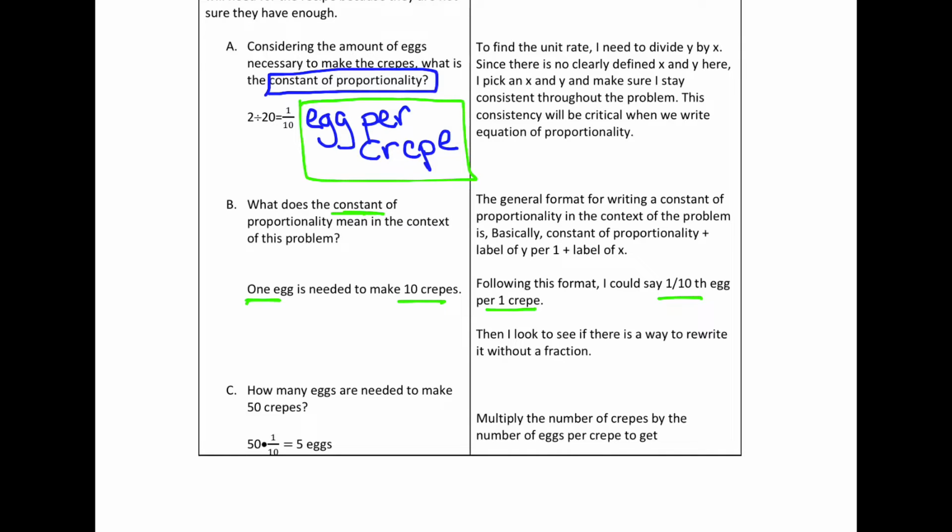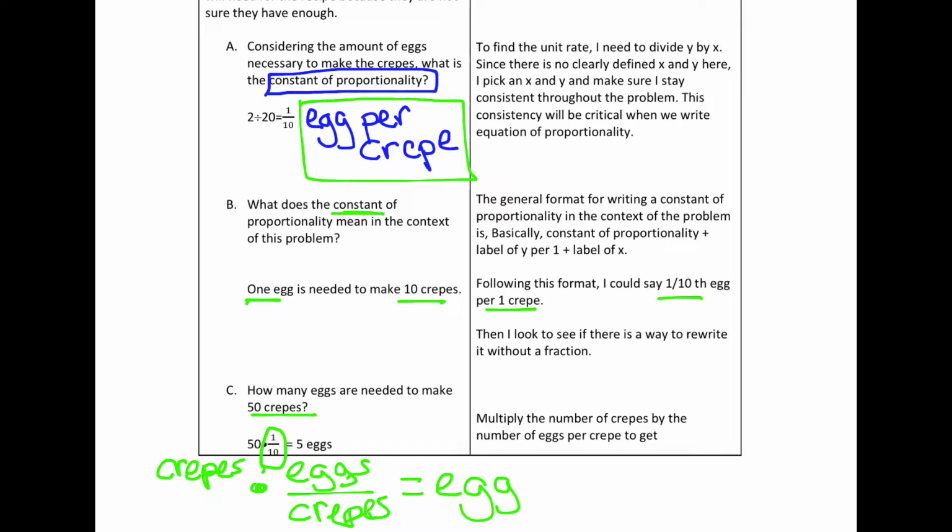Well then, how many eggs are needed to make 50 crepes? I take my number of crepes and multiply that by my unit rate to get the number of eggs, because we have crepes times eggs over crepes, which means I'm just left with eggs, because anything over itself cancels to 1.